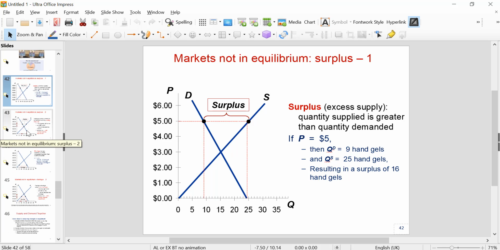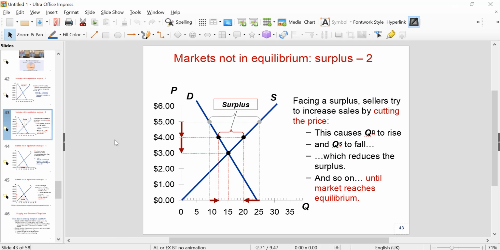Right, so what's the outcome then? What happens? Now, when there is a surplus, there is always a downward pressure on the prices. There's plenty of supply available, but less demand. So this is not a good outcome for the suppliers. They need to store these handgels. They need to keep these handgels in sellable condition, and they usually have expiry dates. So that means there's a downward pressure on the prices.